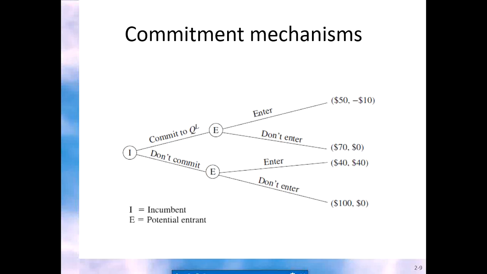So in order for the monopolistic company or the incumbent to have the higher profit, it should commit to produce at QL, therefore forcing the new entrant not to enter, and the profit will be 70 for the monopoly and 0 for the new entrant. 70 is less than 100 for the monopoly, but it is also greater than 40, which is what the monopoly gets if it does not commit to produce at QL.